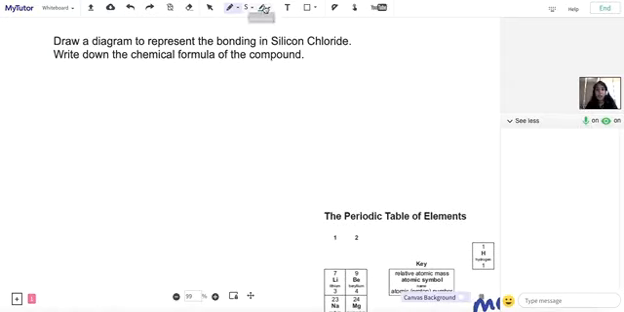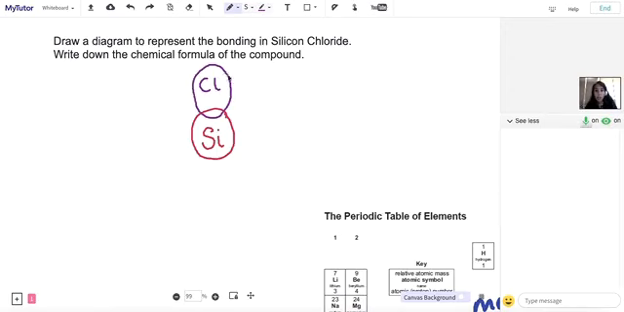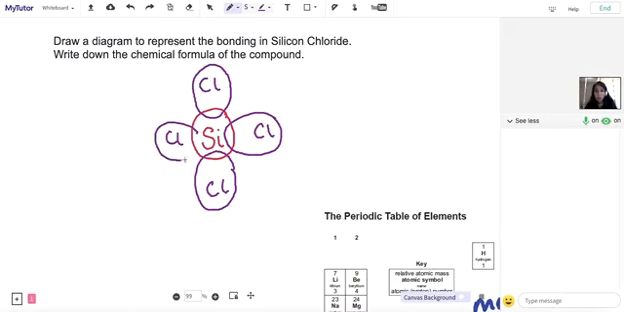So to draw that, here's a silicon, and we're going to draw almost like a Venn diagram structure with 4 chlorines. Remember to have that overlap. Silicon has 4 electrons, and it will share 1 with each chlorine atom. Chlorine has 7, but it will only share 1 with its silicon. And then the other 6 remain unshared.